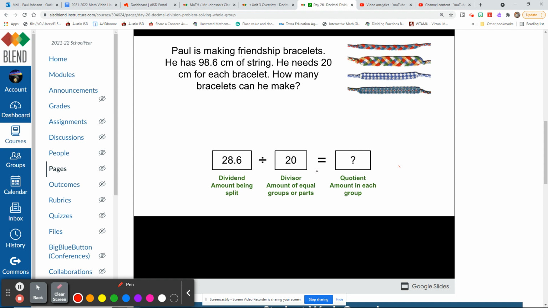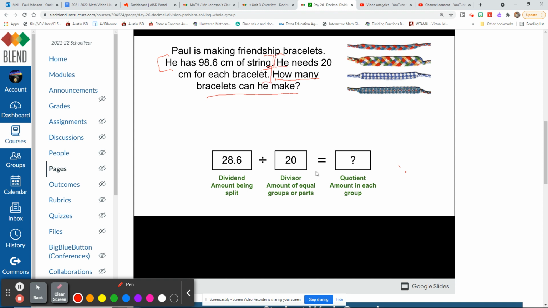All right, so let's RUBRIC this. We read it. Let's read it again. Paul's making friendship bracelets. He has 98 and 6/10 centimeters of string. He needs 20 centimeters for each bracelet. How many bracelets can he make is our question. Okay, our important information. He has 98 and 6/10 centimeters of string, and he needs 20 centimeters for each bracelet.